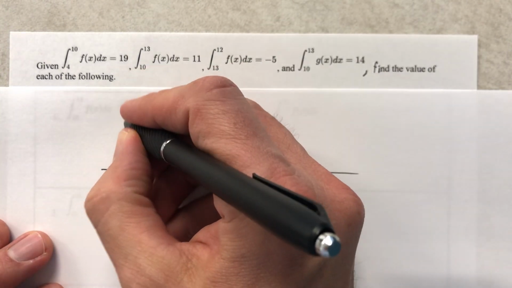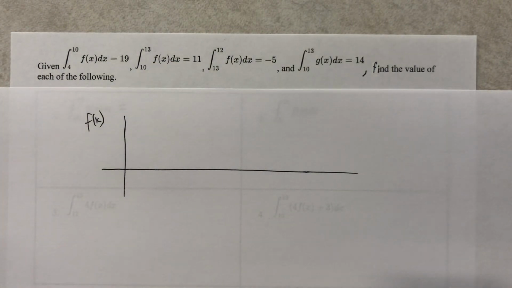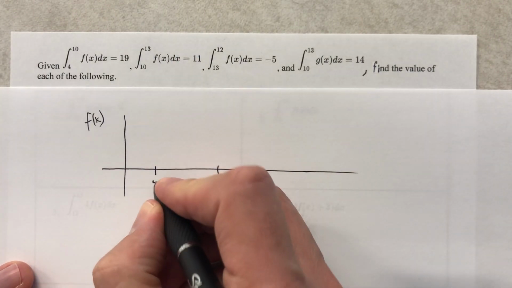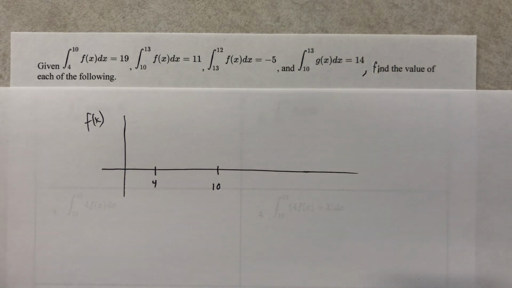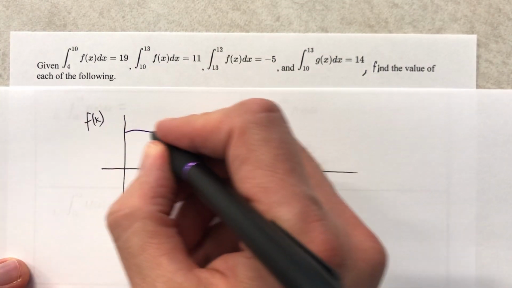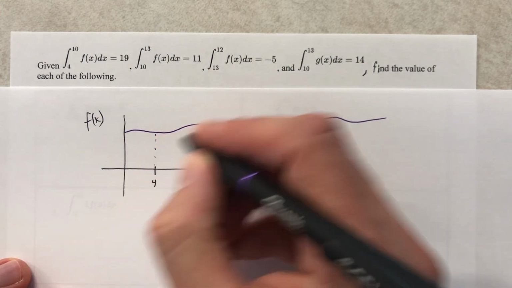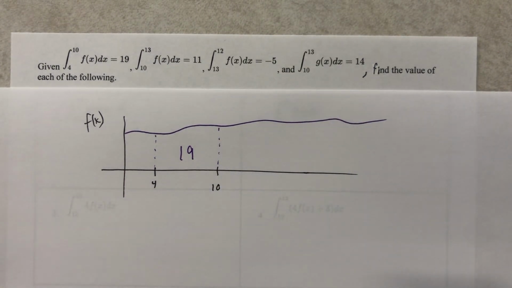We're going to draw the f function. So this will be f of x, the graph of f. What does it look like? I have no idea. We're just going to make some stuff up. The area from 4 to 10 is 19. Okay, so there's some function. We're just going to let it be some little purple function that does something like that. And the area from 4 to 10 is 19. That's good to know. Okay, this is giving us a visual.